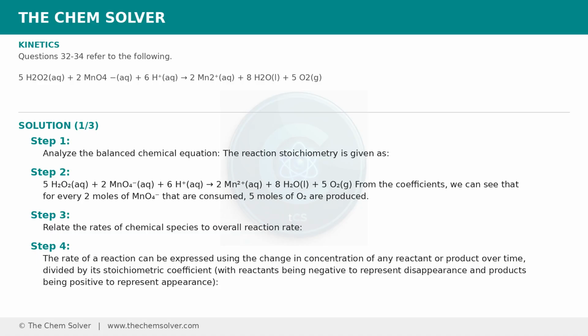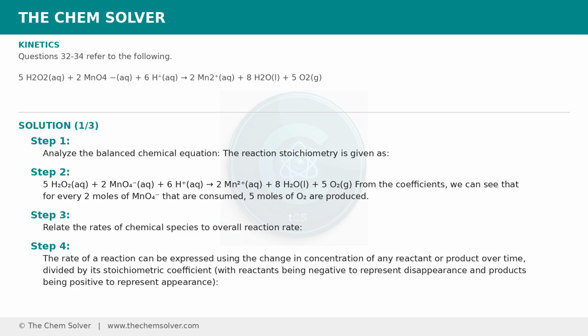Analyze the balanced chemical equation. The reaction stoichiometry is given as 5H2O2 + 2MnO4⁻ + 6H⁺ gives 2Mn²⁺ + 8H2O + 5O2. From the coefficients, we can see that for every 2 moles of MnO4⁻ that are consumed, 5 moles of O2 are produced.